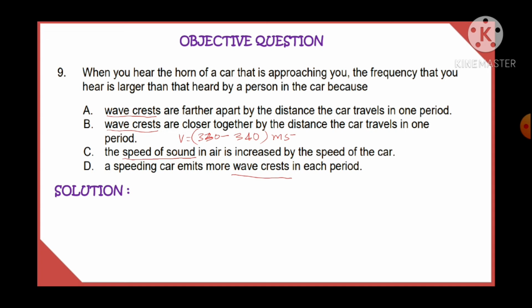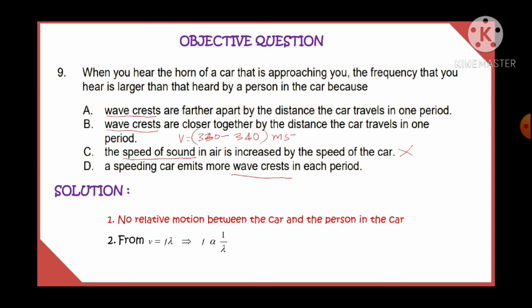It is in that range only. Okay, so option C is not correct. Sure. So now we need to identify either A, B or D. Okay, take a look at the solution. There are a few points that we need to take note of.